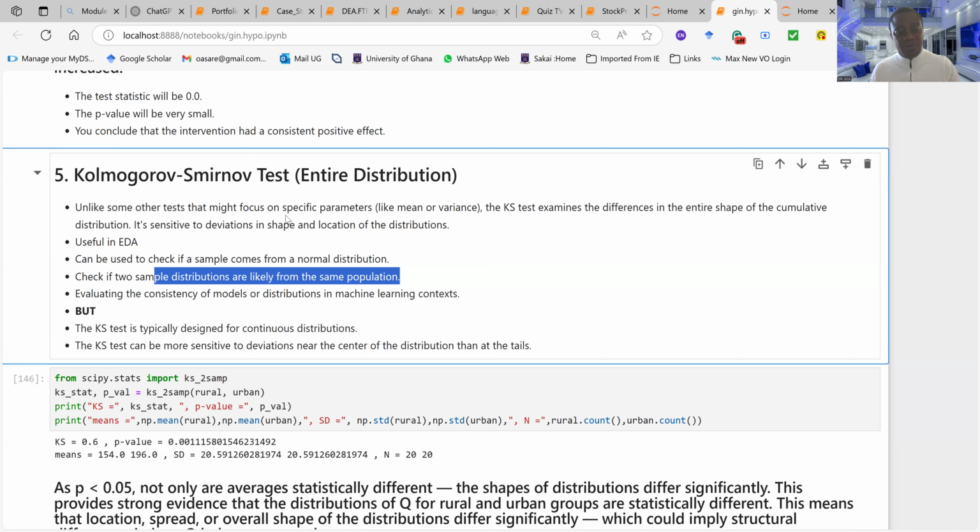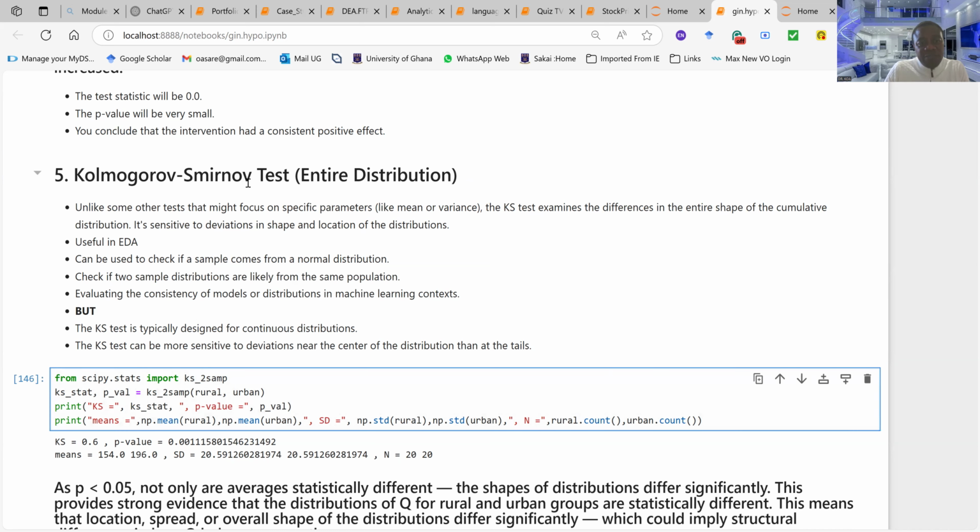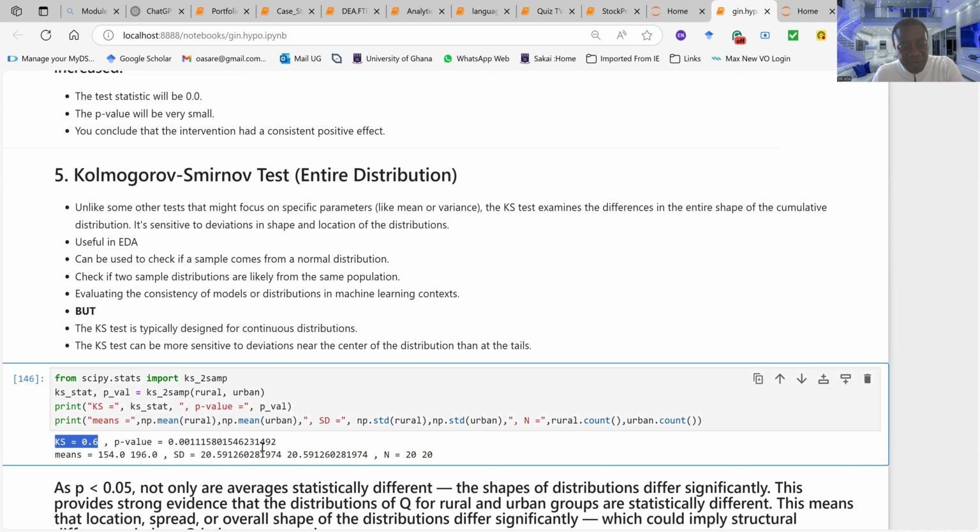But it has an issue. It's typically designed for continuous distributions, not discrete distributions, not binomial distributions, but for continuous. And it can also be sensitive to deviations from the center, like we've said. Anyway, I decided to still show you how the Kolmogorov-Smirnov test works for this very example. Remember, we are looking at the entire distribution: the mean, the deviation, the skewness, the kurtosis, everything. And this is a test for rural and urban. Look at it. The KS statistic is 0.6, and the p-value is that.